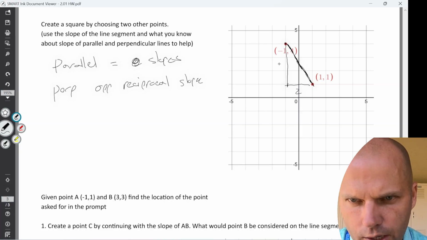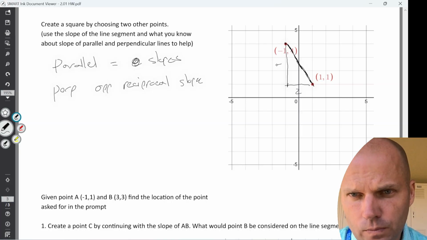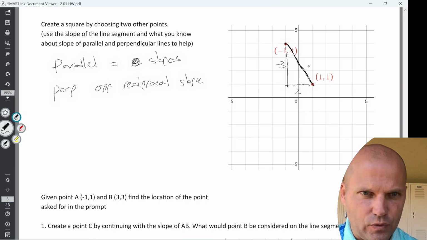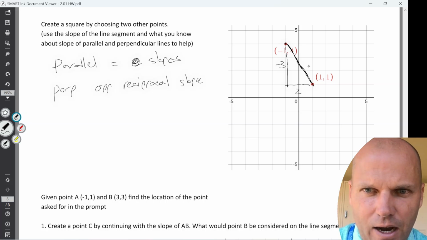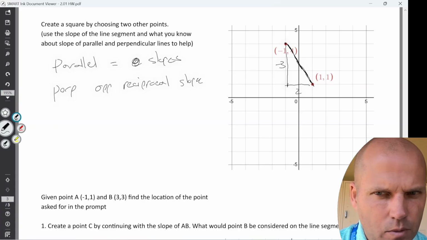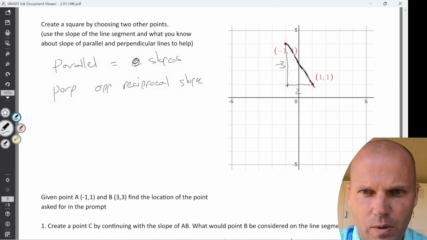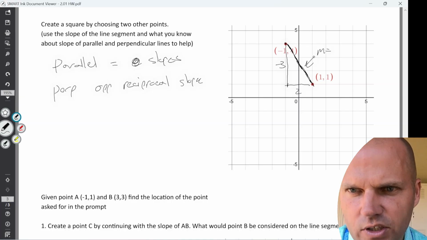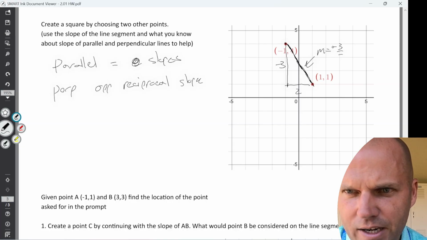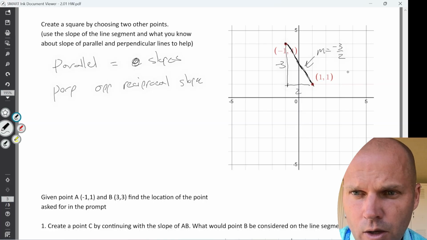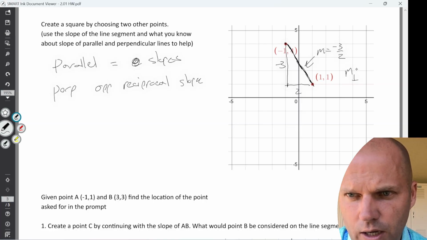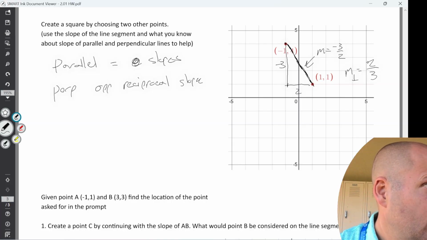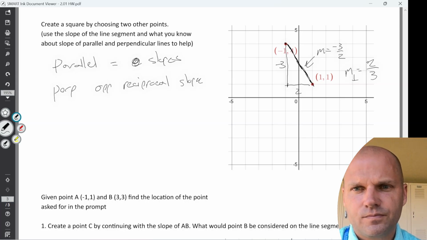So -1 to 1 is an x change of 2, and 4 to 1 is a y change of -3. Great. Now, if I wanted to go at a perpendicular angle from this, I would understand that the slope of this line segment is -3 over 2. The slope of a perpendicular line would be plus 2 over the y's and plus 3 over the x's.